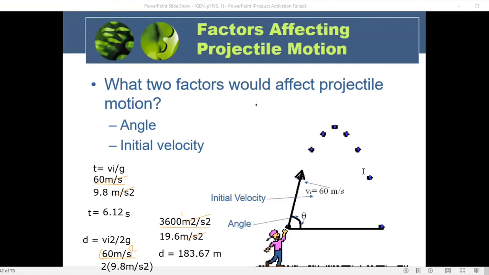Now, to return the ball or the object, your time is equal to 2 Vi over g. Okay? Here, the time to reach the top is t equals initial velocity over g.